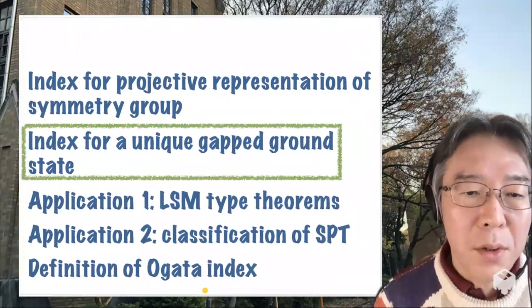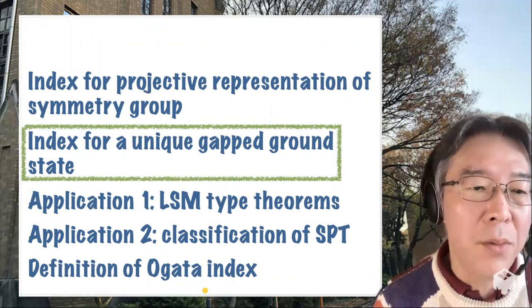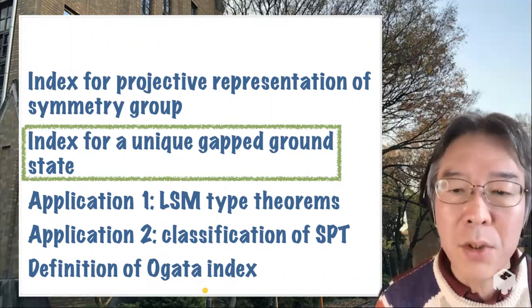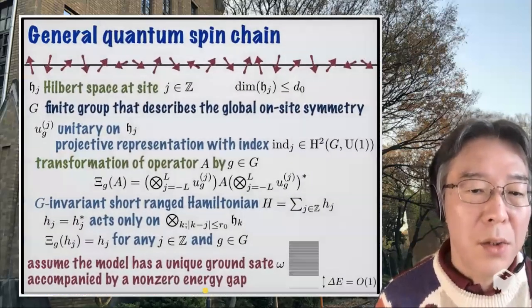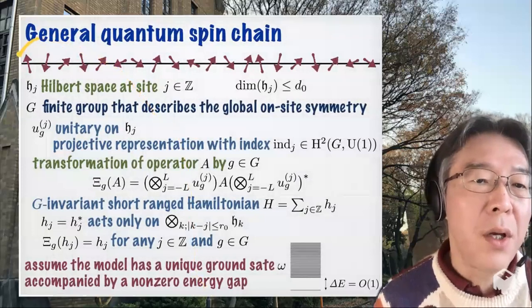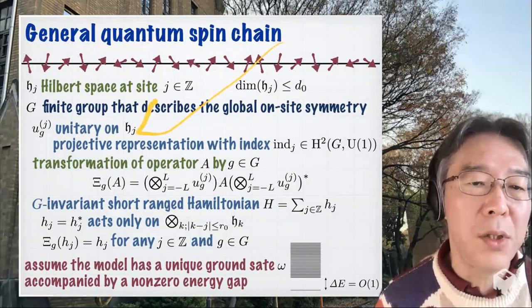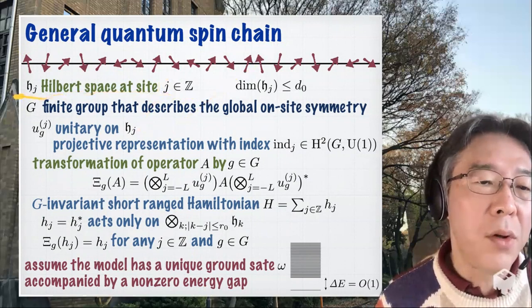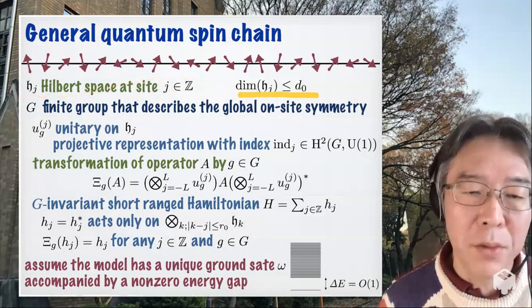Okay, so let us move on to a more difficult and non-trivial task of defining a similar index for a unique gapped ground state of a quantum spin chain. So this is our setting. We consider a general quantum spin chain. It's a spin system on the chain Z. And for each site j, we have a local Hilbert space Hj whose dimension is uniformly bounded.